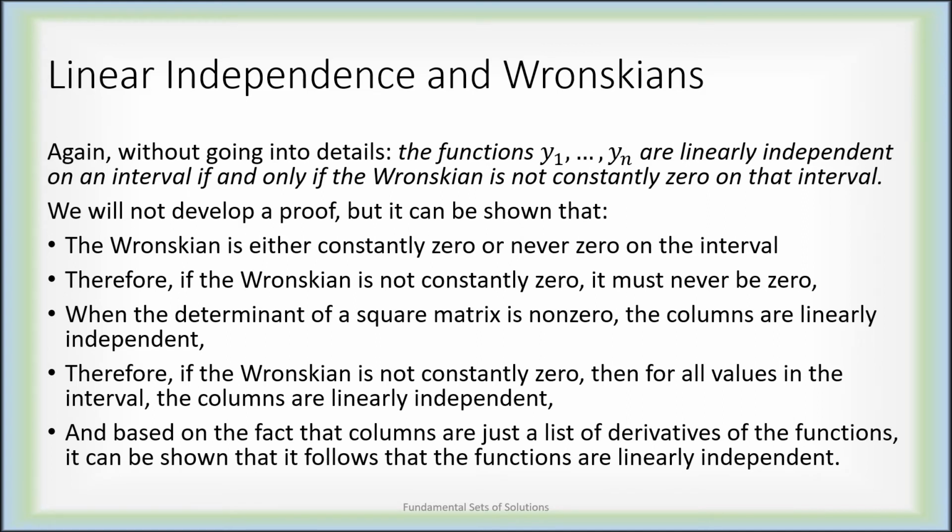The first column was y1, y1 prime, y1 double prime, and so forth. The second column was y2, y2 prime, and so forth. Okay, so the columns are just lists of derivatives. If those columns are linearly independent, it follows that the first entries in them are linearly independent. This isn't true for matrices in general, but it's true for this specific one. And the first entry of every column was just the functions y1 through yn.